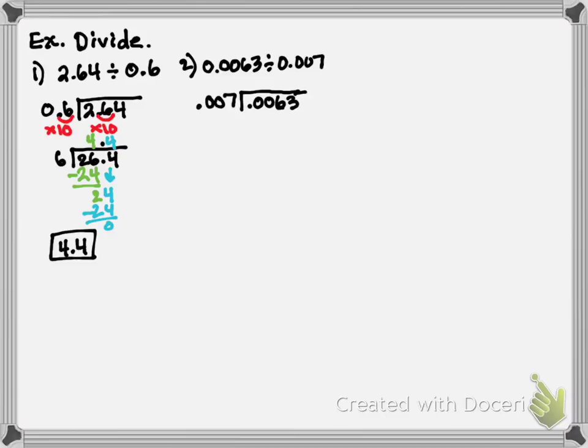But this time I need the decimal point to move over 1, 2, 3 spots. So that means a power of 10 with 3 zeros. So I'm going to multiply by 1,000. 1, 2, 3. And then do the same thing to the dividend. Multiply by 1,000. 1, 2, 3. And why does it move to the right? When you multiply, you get more.